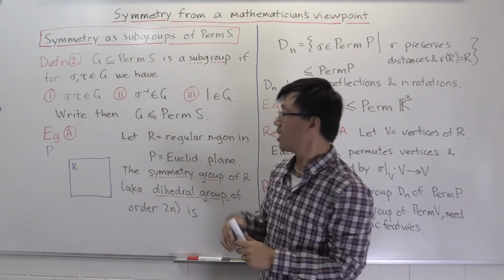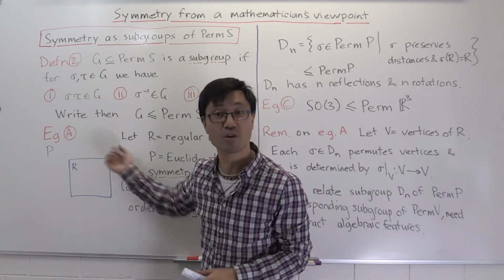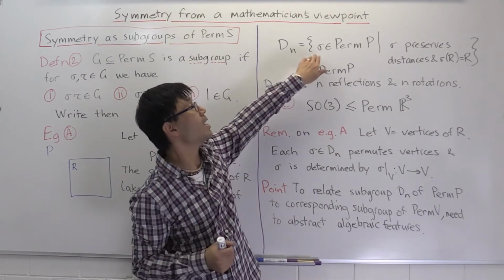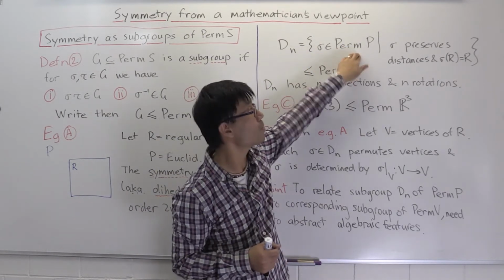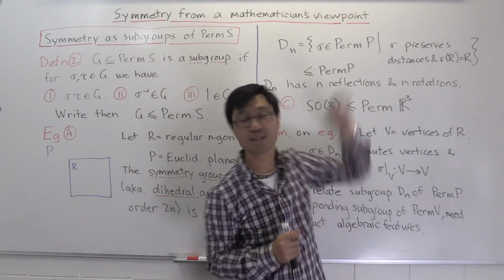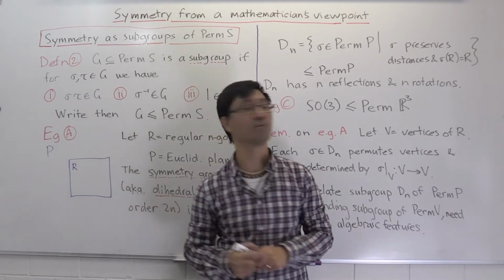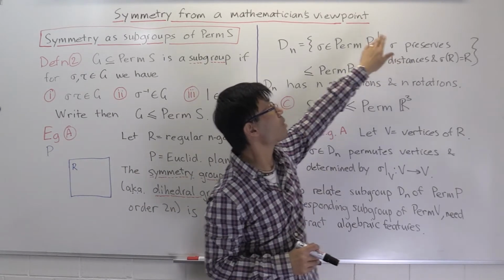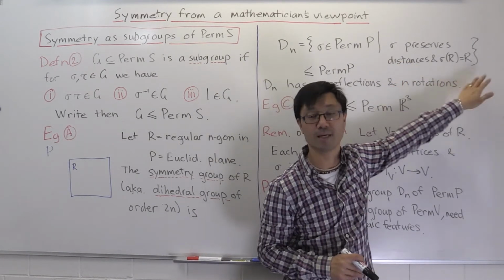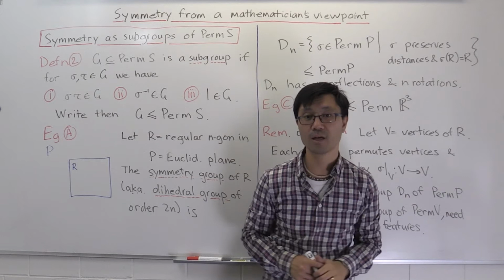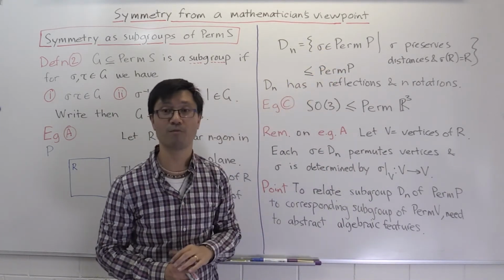Remember the basis of how we want to describe it: we want to look at permutations of the plane. We want to look at certain permutations sigma inside this permutation group. And which ones are they? We basically want the isometries of the plane which take R back to itself. In other words, sigma is a map from P to P which preserves distances, and also sigma of R is equal to R.